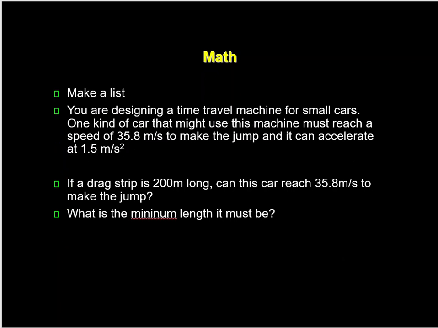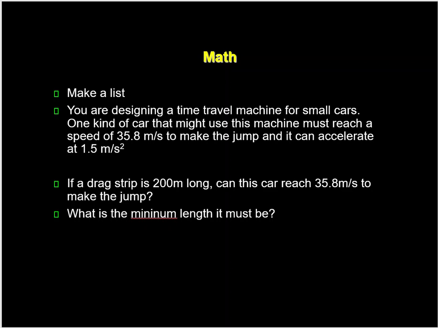It says you're designing a time travel machine for small cars. One kind of car that might use this machine must reach a speed of 35.8 meters per second to make the jump, and it can accelerate at 1.5 meters per second squared. It says if a drag strip is 200 meters long, can this car reach 35.8 meters per second to make the jump? What is the minimum length it must be? Well, we're not going to actually solve this. We'll do this in class. But what we're going to use this for right now is to actually make that list.